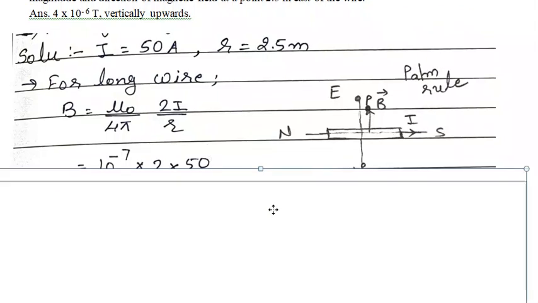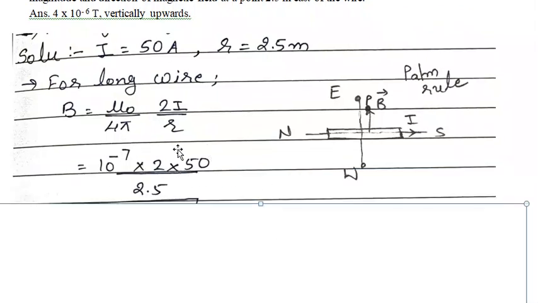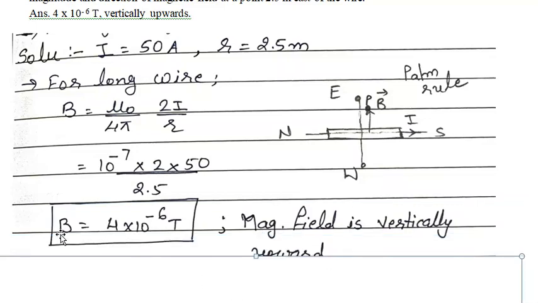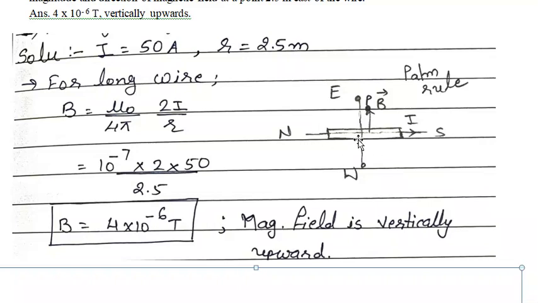So we have all the values, we can substitute all the values in the formula, and the answer we will get is B is equals to 4 into 10 to power minus 6 Tesla. Now here, as we can see, magnetic field is pointing in upward direction.